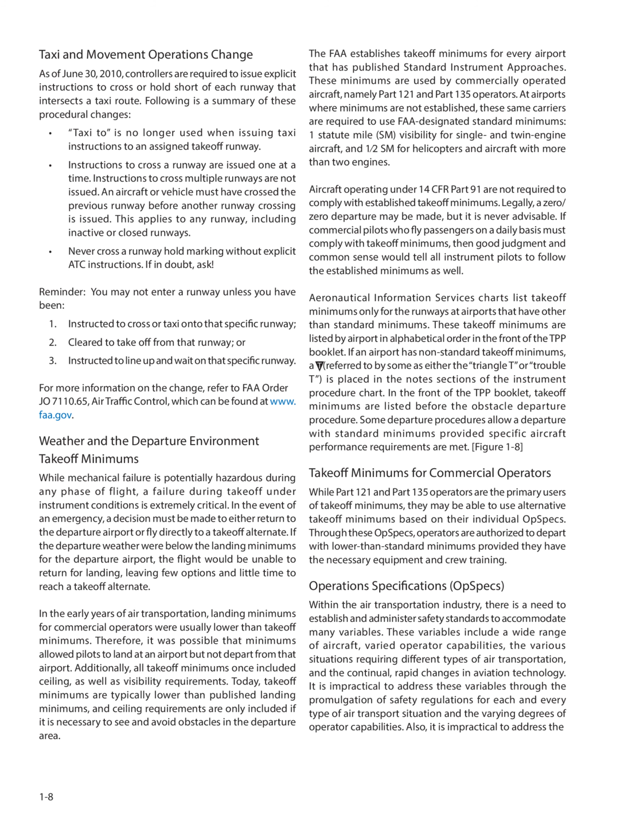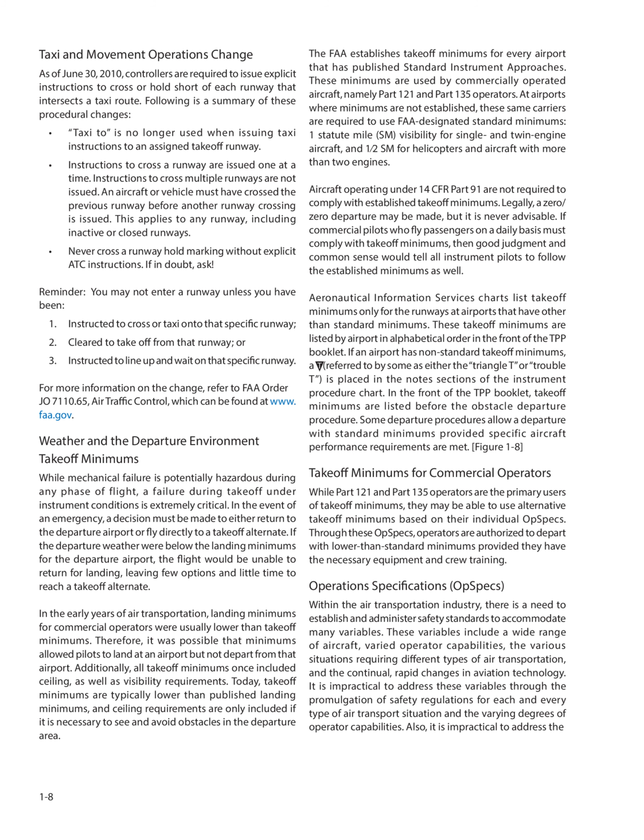Aeronautical Information Services charts list takeoff minimums only for the runways at airports that have other than standard minimums. These takeoff minimums are listed by airport in alphabetical order in the front of the TPP booklet. If an airport has non-standard takeoff minimums, a T, referred to by some as either the triangle T or trouble T, is placed in the notes sections of the instrument procedure chart. In the front of the TPP booklet, takeoff minimums are listed before the obstacle departure procedure.